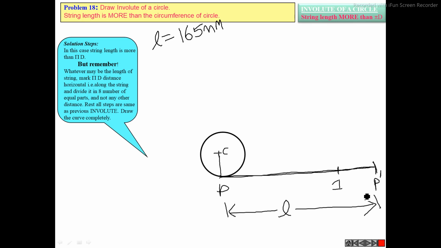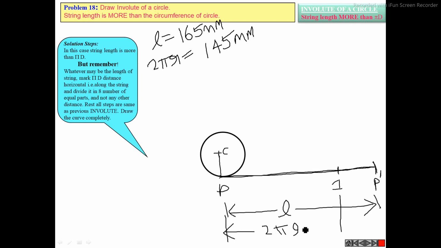Yes, sir. So in the problem, the radius or the diameter of the circle will be given to you. With the help of the radius, you can calculate how much is 2 pi r. Say suppose 2 pi r, the circumferential length of the circle, is 145 mm. That means 14.5 centimeter. You will measure this much length in your compass with the help of the scale. Place one leg of your compass at point P and on this initial tangent line cut an arc, and that arc point will be your point number 1. So P1 is your circumferential length, that is 2 pi r. Correct?